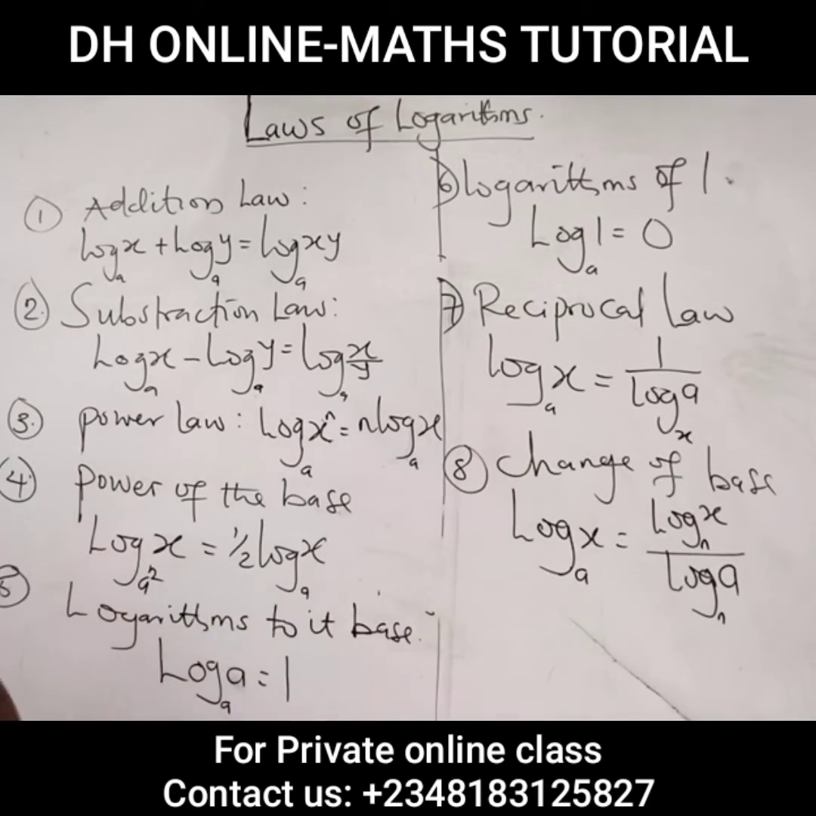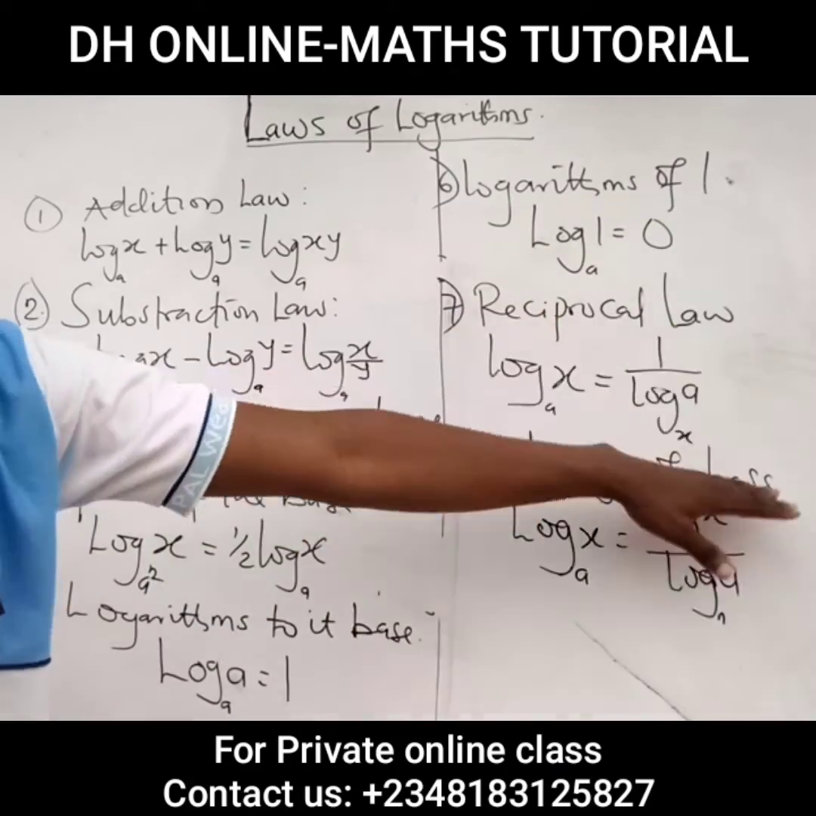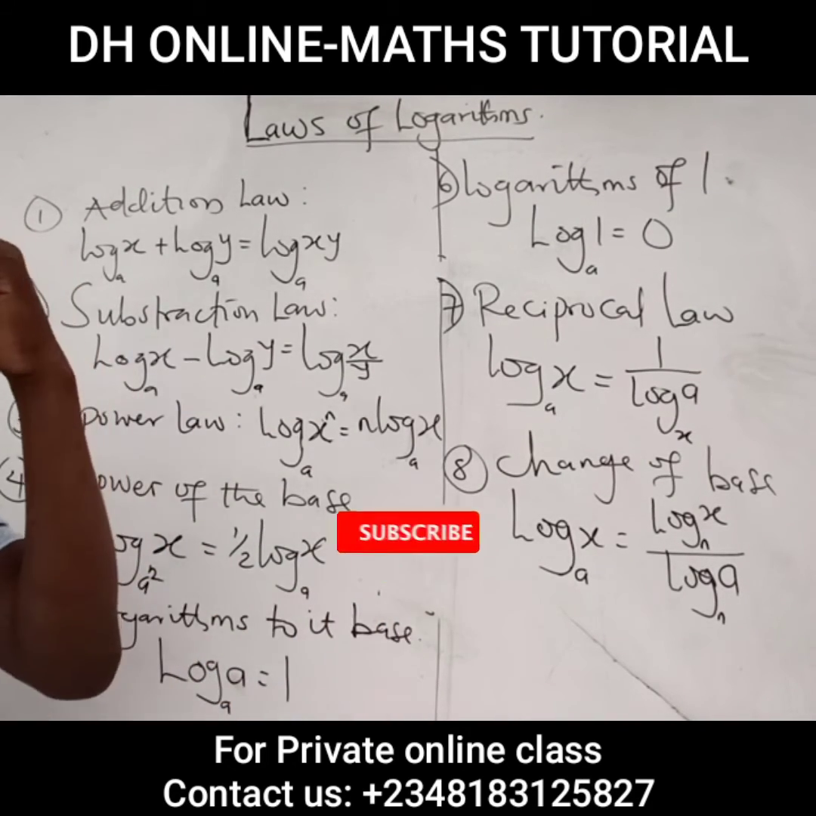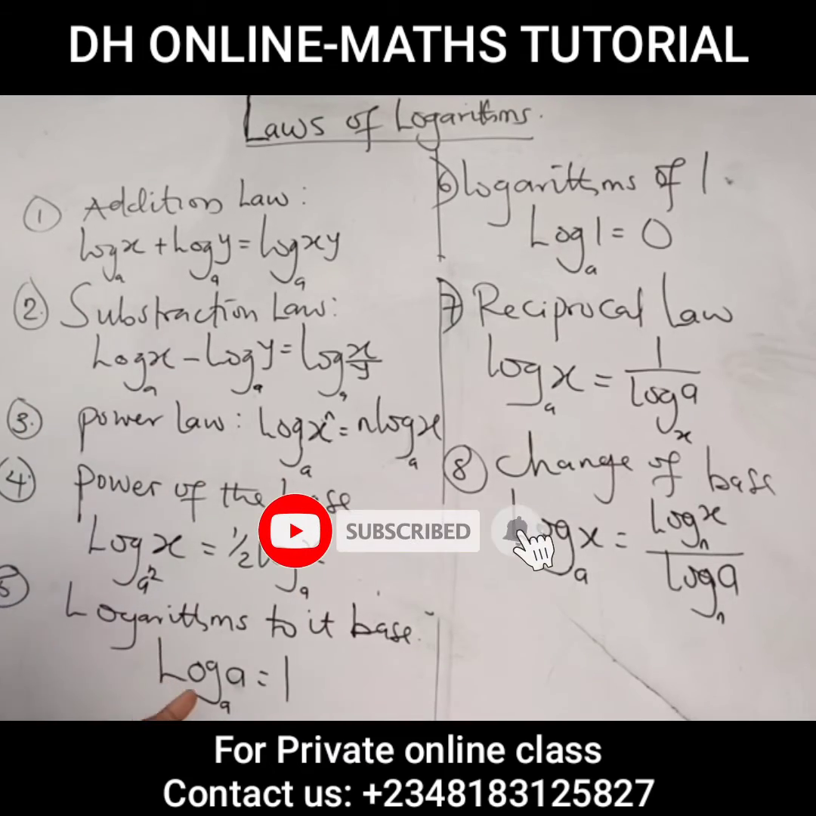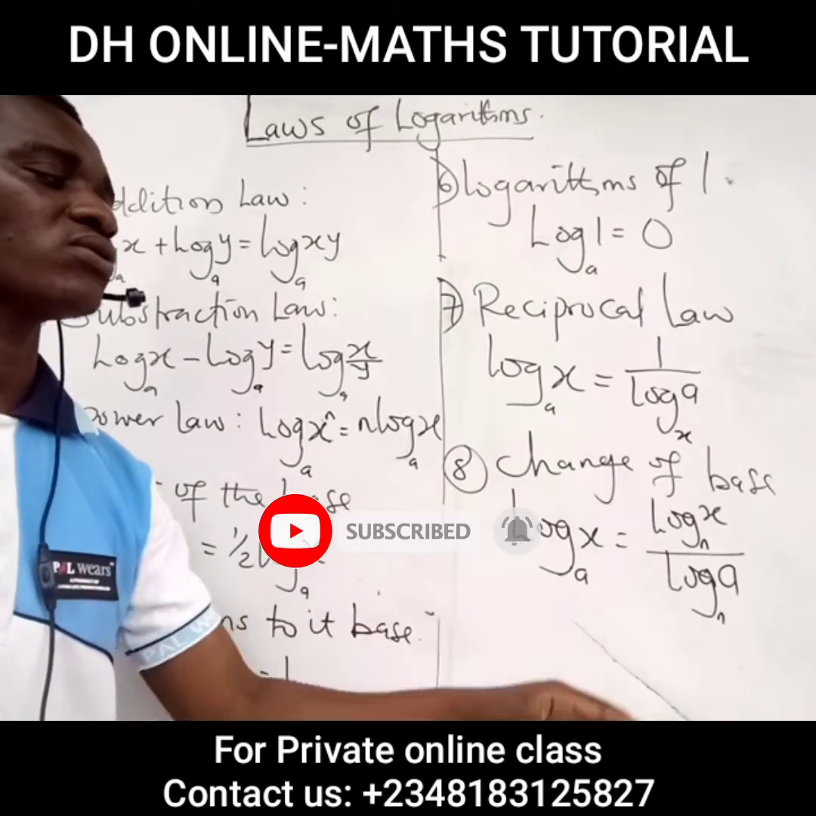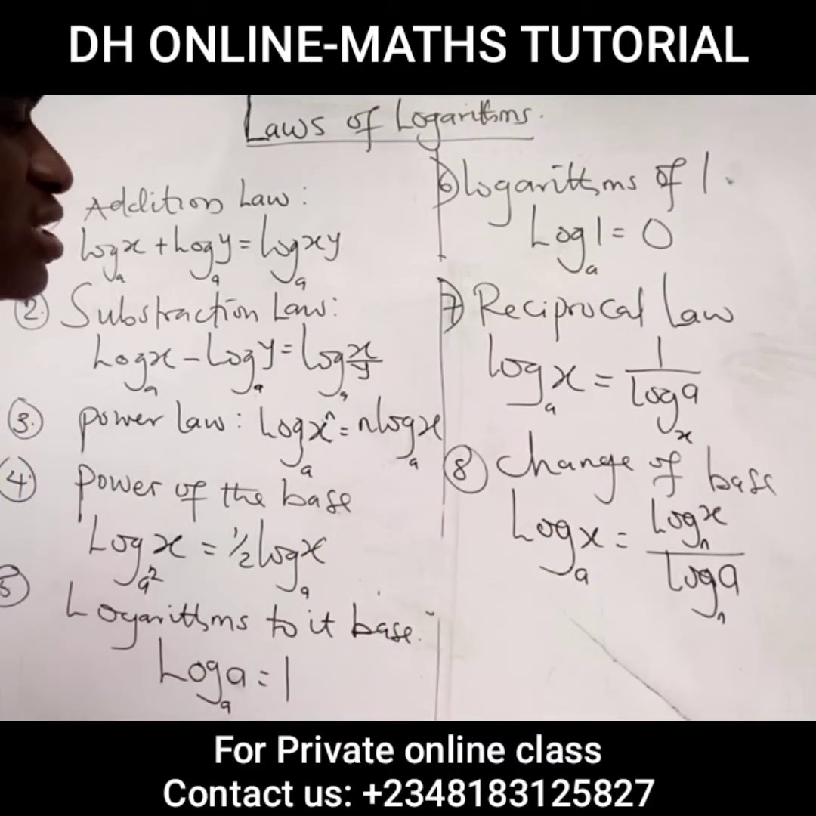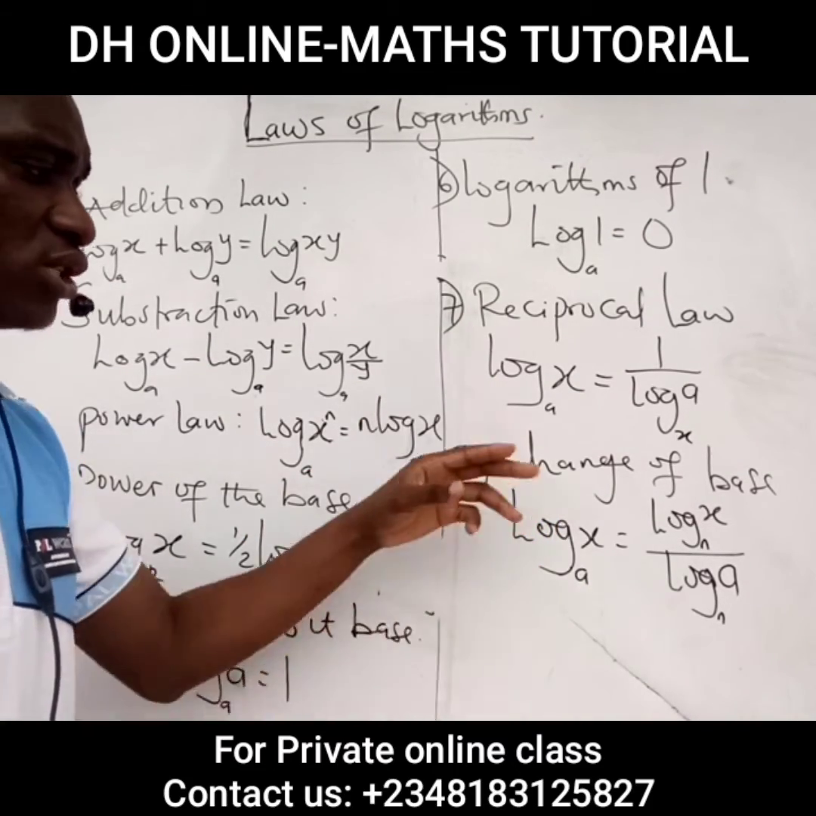The last one is change of base. This one people don't really understand. You see this 7 and 8, a lot of people don't understand them. Or maybe they forget the law. That is why when you give them simple questions, they begin to wrap their brain and disturb themselves, whereas it's something they could have done using this 7 and 8. So okay, the last one, 8, is change of base.